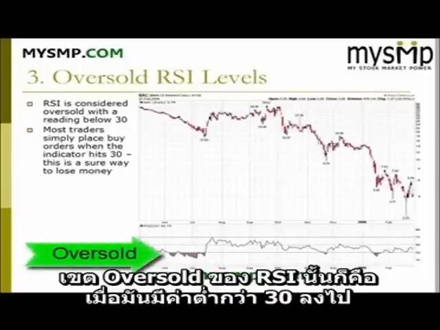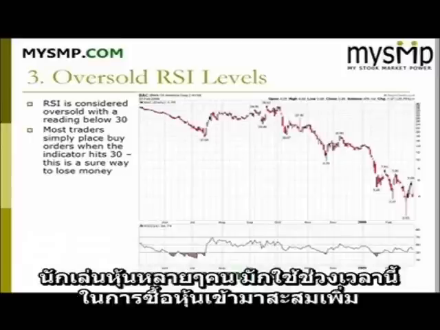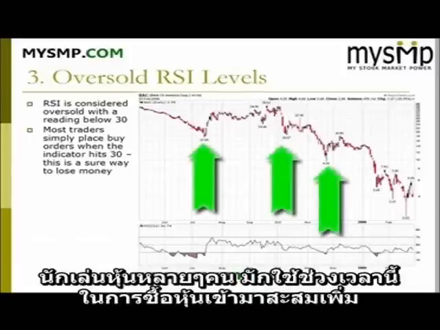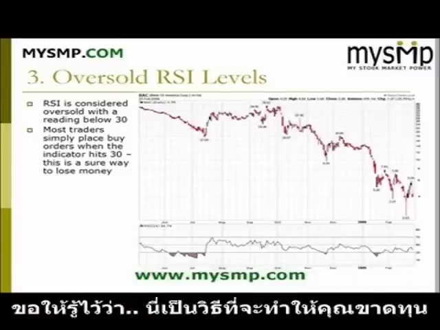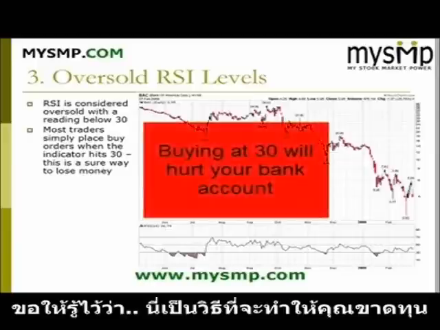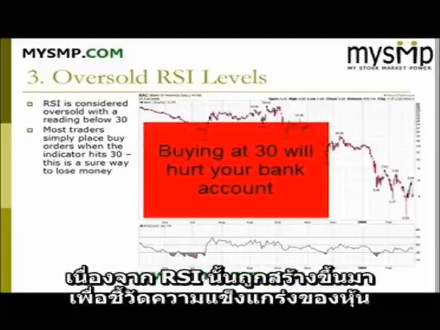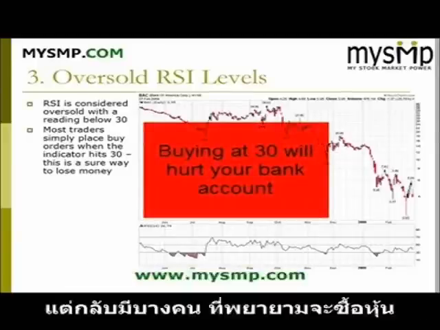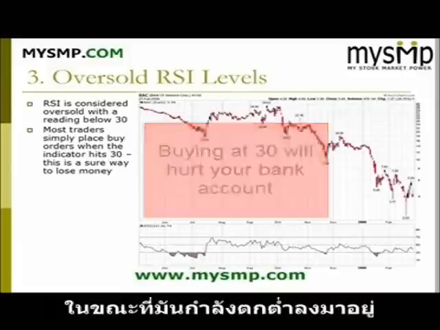Oversold readings on the RSI are considered to be anything below 30. Many traders will use this as an opportunity to add to long positions. Please note that this is the sure way to lose money. Since the RSI is a measure of the strength of a security, why would someone attempt to purchase a security when it is down on its luck?